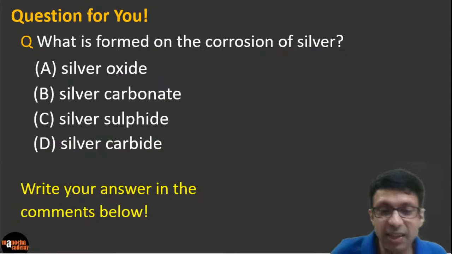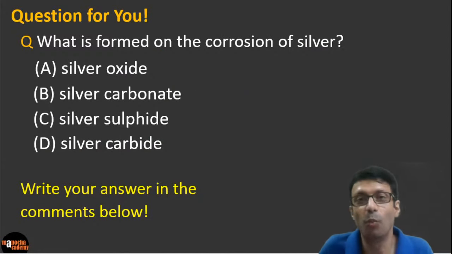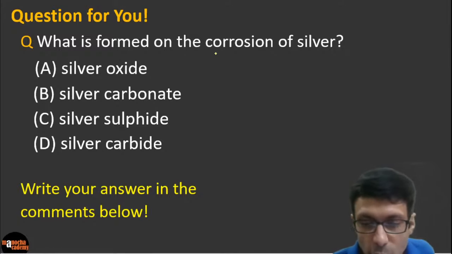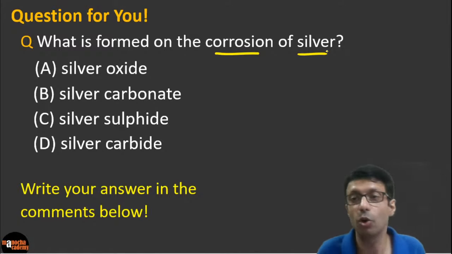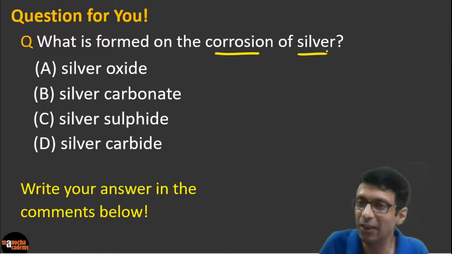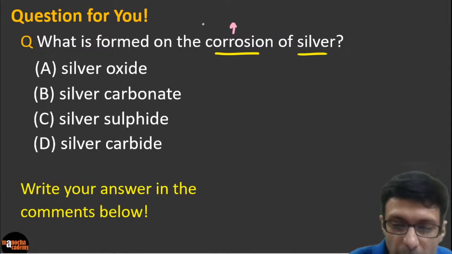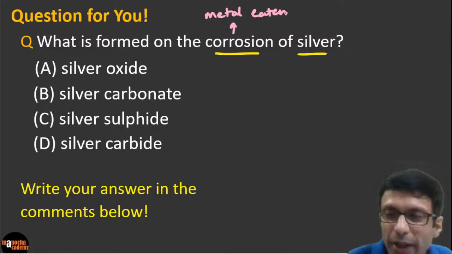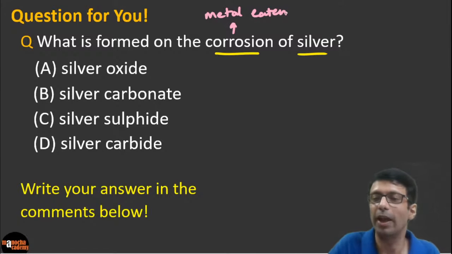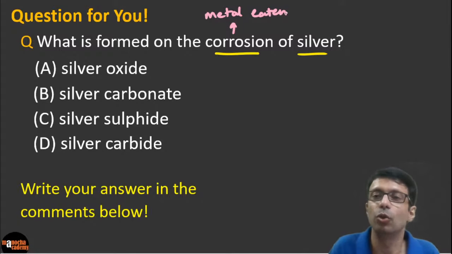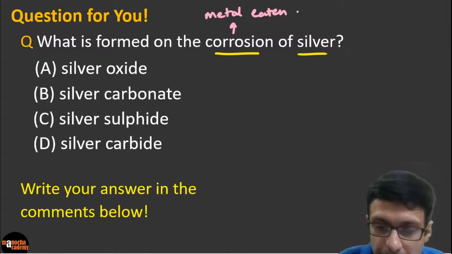Clear? And guys, I have one more question for you for homework. What is formed on the corrosion of silver? One important thing to know is that corrosion is not only for iron. Rusting of iron is a great example of corrosion. What does corrosion mean basically? Corrosion means when the metal is eaten up, right? When the metal gets corroded, eaten up due to exposure to air and other chemicals, even acids, right? So the metal gets eaten up.